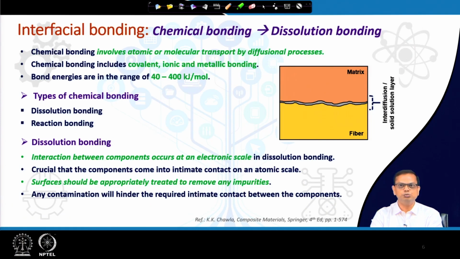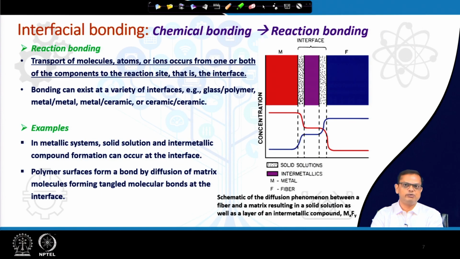Okay. So, let us move back to reaction bonding. We are talking about reaction bonding. Okay. So, ultimately you can see this kind of structure, the concentration of the different elements from the metal matrix and the fiber. This kind of interfacial structure would be observed when there is some kind of chemical reaction taking place at the interface. Very good.